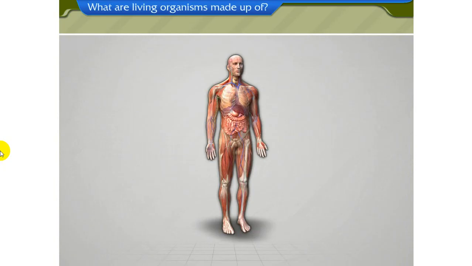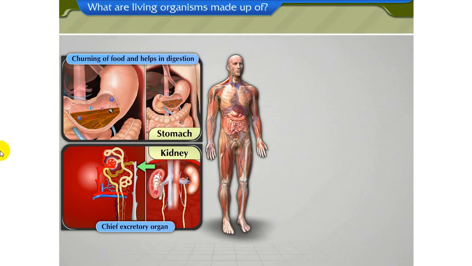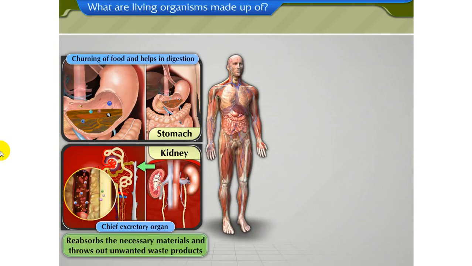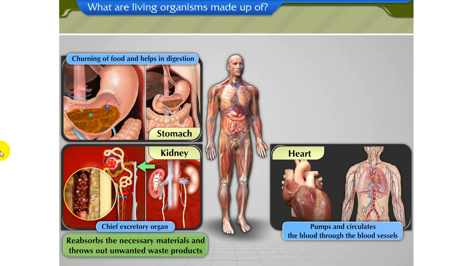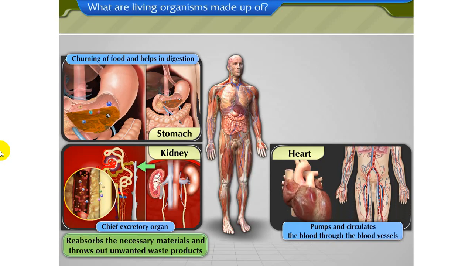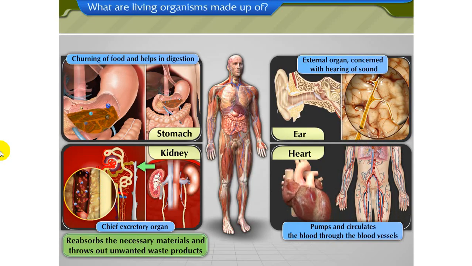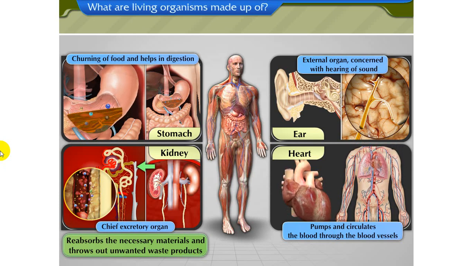In our body, the stomach is concerned with churning of food and helps in its digestion. The kidney is a chief excretory organ which reabsorbs the necessary materials and throws out unwanted waste products. The heart functions like a pump and circulates the blood through the blood vessels throughout our body. The ears are the external organs which are concerned with hearing of sound.